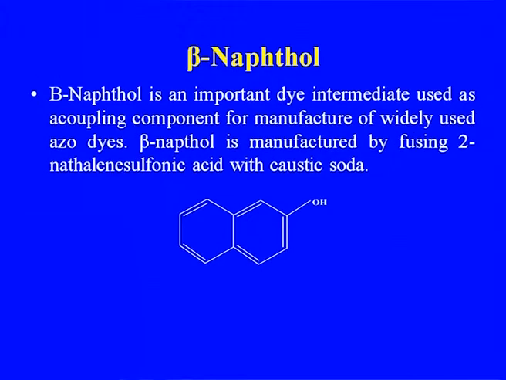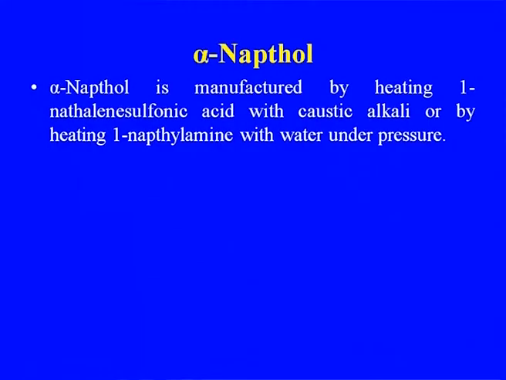Beta naphthol is one of the very important dye intermediates, used as a coupling component for the manufacture of widely used azo dyes. Beta naphthol is manufactured by fusing 2-naphthalene sulfonic acid with caustic soda. Earlier it was considered one of the very important dye intermediates, but now there is a ban on azo dyes. Alpha naphthol is manufactured by heating 1-naphthalene sulfonic acid with caustic alkali, or by heating 1-naphthylamine with water under pressure.